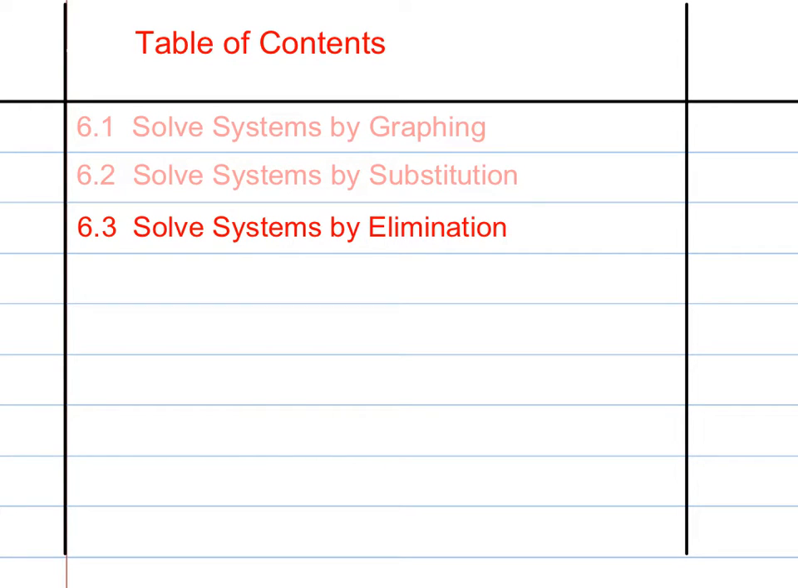Our third lesson for Chapter 6 is on solving systems by elimination. So it will be another algebraic way to figure out if your solution is an ordered pair, no solution, or infinite solutions. So date goes over there. We'll get started.